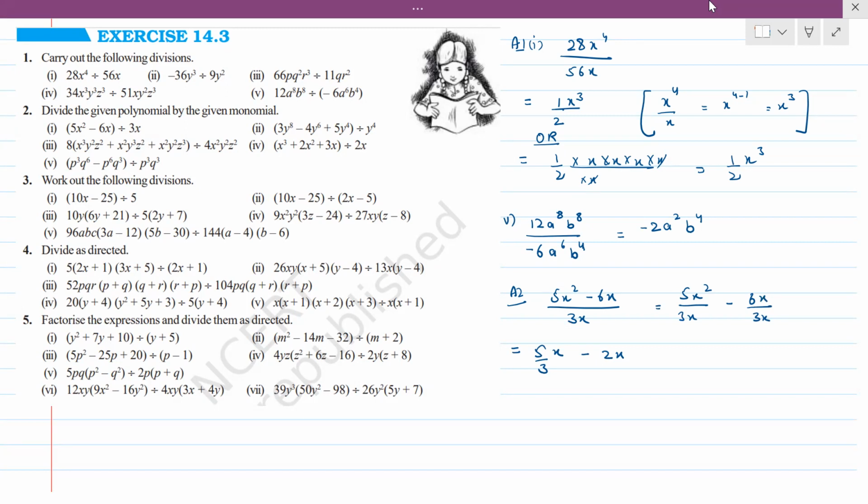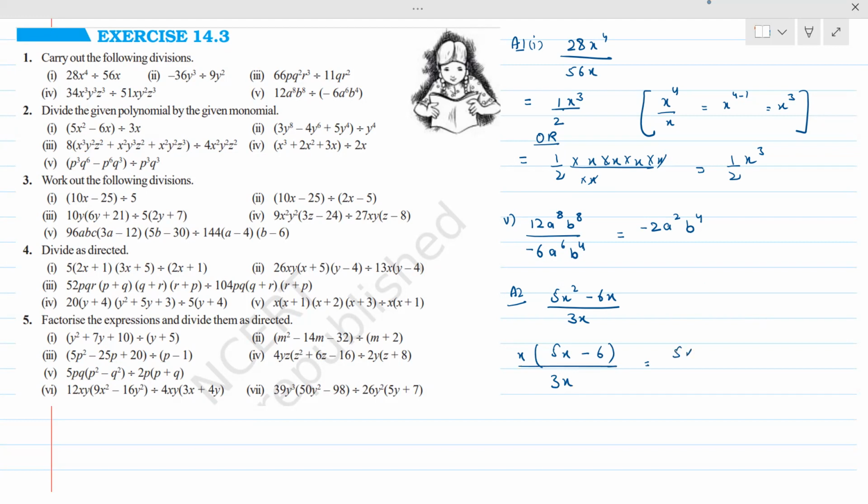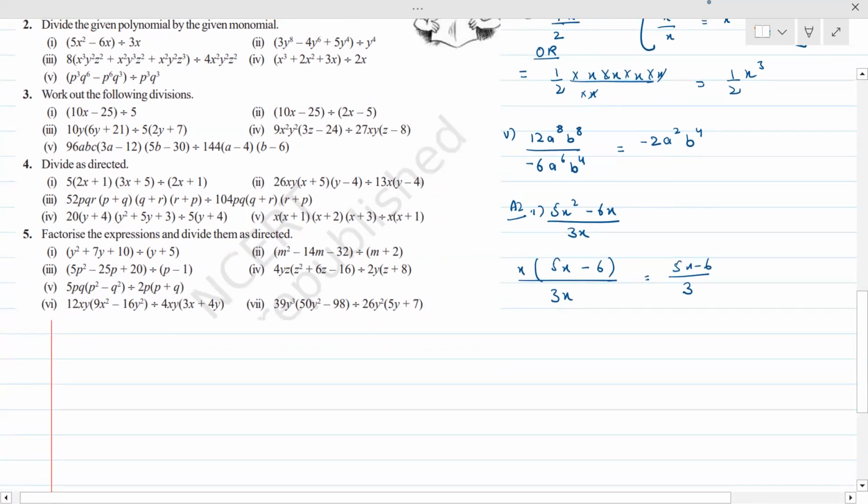or we can take the common factors out of this. Instead of this, what we can do is we can take x outside, out of the numerator. Inside it will be 5x minus 6 divided by 3x, which will give us 5x minus 6 by 3. This is the answer. Okay, you can do it like this also. Coming to the other, let's say answer 2, this was the first part. Let's take the third part in answer 2.